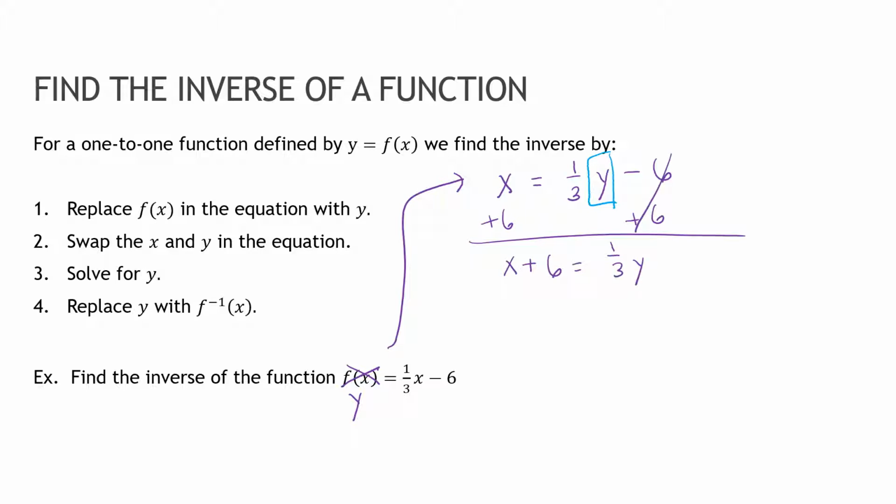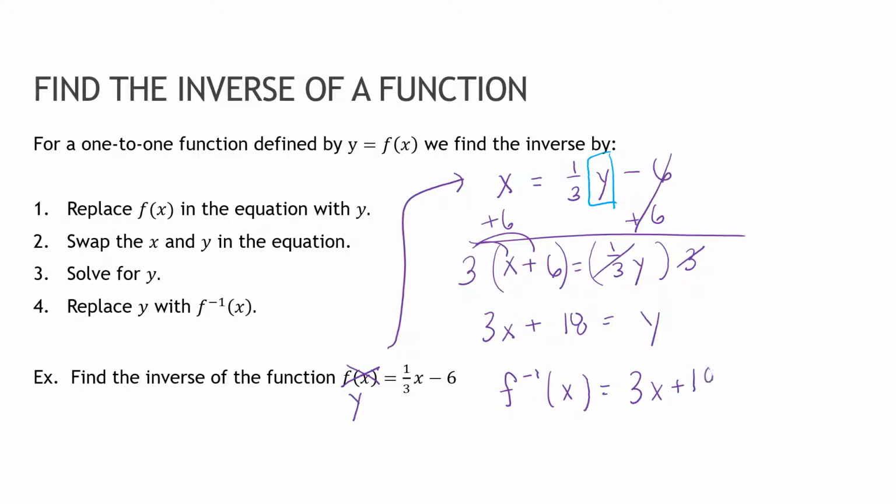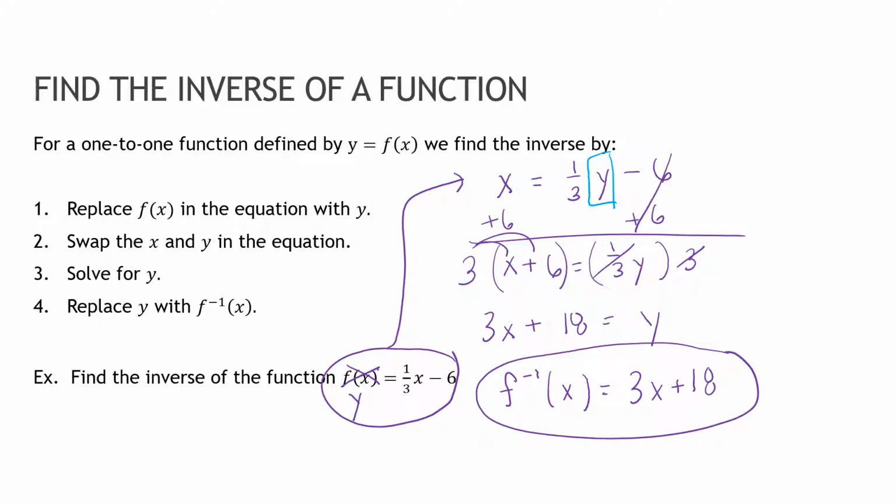And then I want just one y because I want it to be y equals. So again, I'm going to take this times 3 and this times 3. And notice that I'm writing the x plus 6 in parentheses, so that I remember that the whole left side of my equation is multiplied by 3. So that gives me 3x plus 18 equals 1/3 times 3 is 1, so it's just 1y. So I'm going to write my answer as f inverse of x equals 3x plus 18. So I've got my original function, I've got my inverse function. Now let's see if I did the math right and if they're actually inverses of one another.